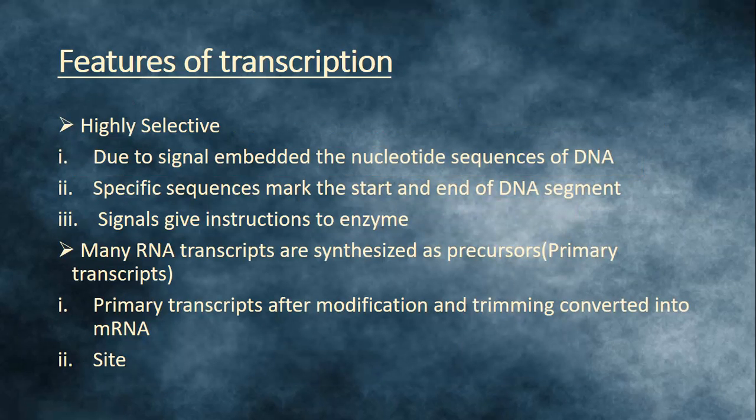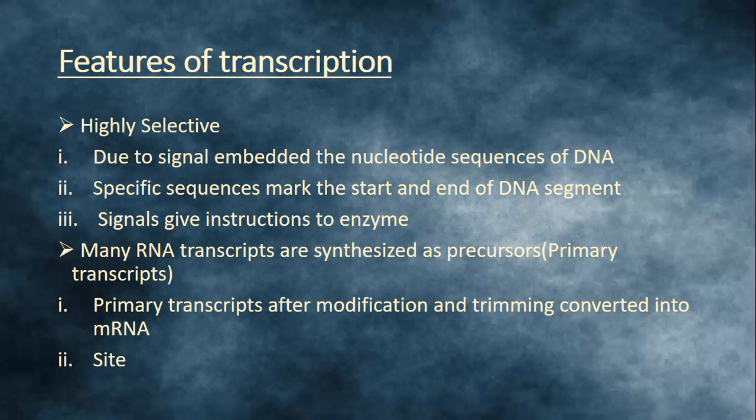Now we will discuss the features of transcription briefly. Transcription is highly selective because there are specific signals embedded in the nucleotide sequence of DNA. These sequences mark the start and end of the DNA segment where transcription is to be done, and these signals give instructions to the enzyme about where transcription should start and where it should end.